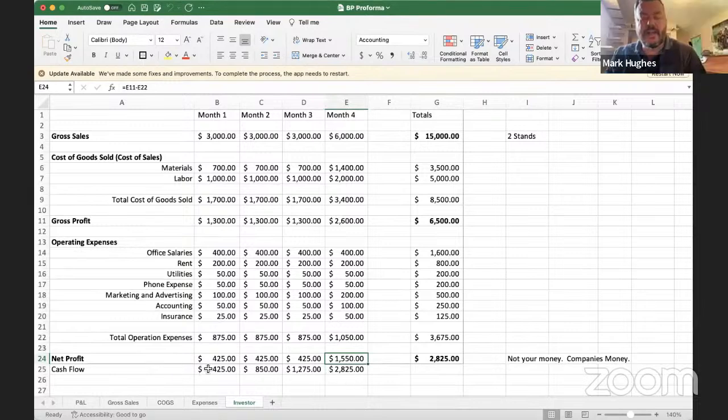And lastly, it shows the investor that you realize it's not your money.